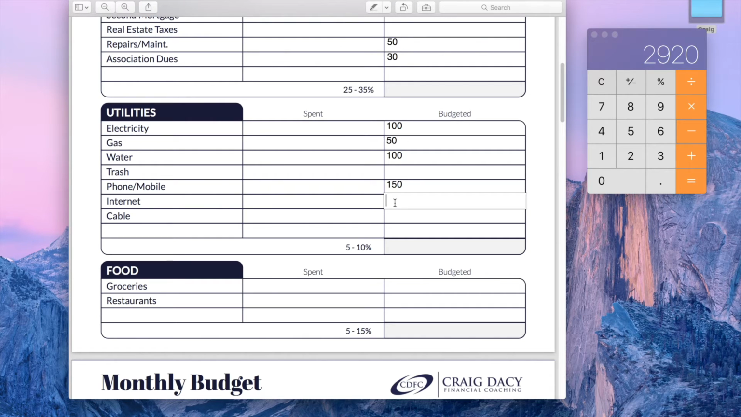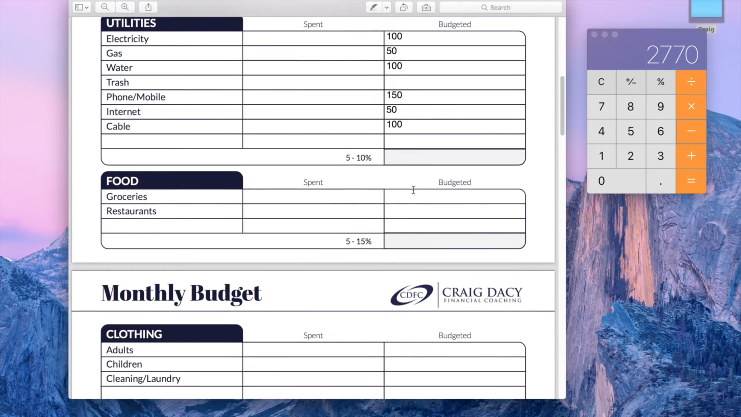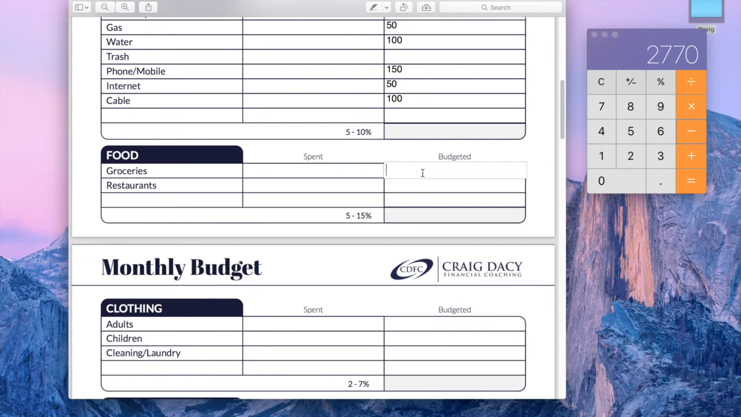Internet, if you have internet, I'm going to put $50. And then if you have cable, you'll want to put that in, so $100. Make sure you put every expense in. A lot of these are going to be the same every month, so it's easier to get more specific with. So let's do that. All right, let's move on down to food.